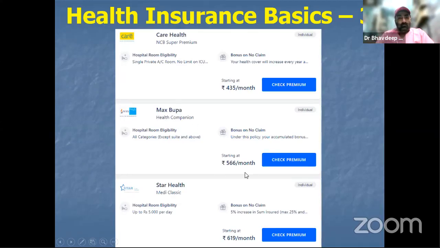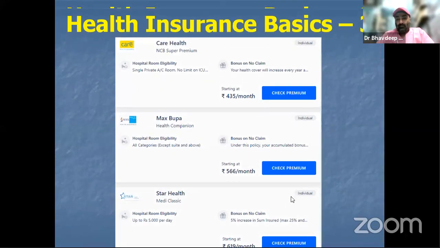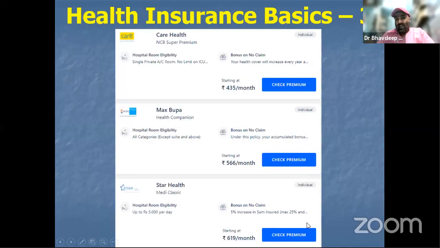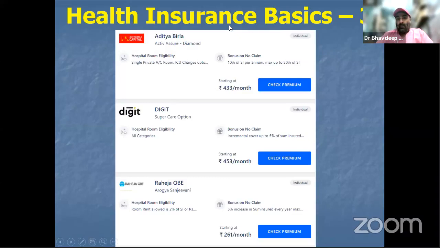Max Health Companion, all plans starting at 566 per month. Hospital room eligibility, all categories except suite and above. Star Health Medi Classic, room eligibility up to 5,000 per day, starting at 619 per month. Even in this, the 5% increase in sum assured under the NCB. They won't give a cashback, they will increase the sum assured, as I showed you the chart yesterday night. Aditya Birla Active Assure Diamond, Digit Super Care. These are the shortlisted plans by me, which you might find suitable.